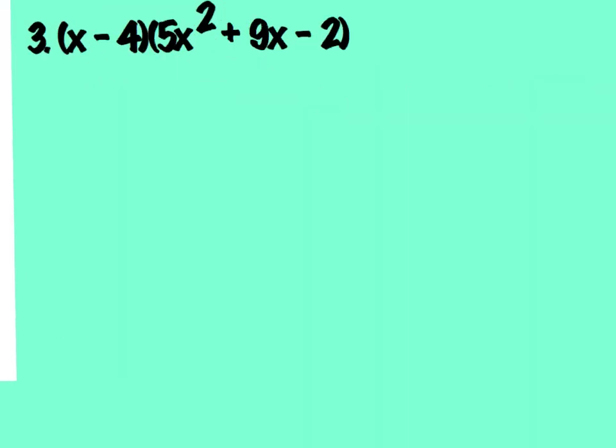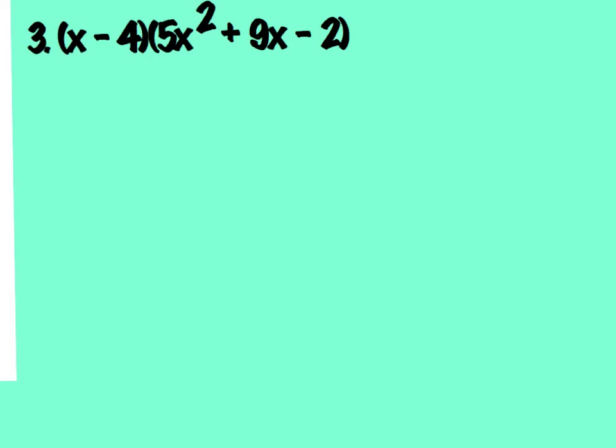This is our last example. Now you'll notice this is a little different because I have a binomial times a trinomial. So my FOIL method won't exactly work because I have more than first terms, outside terms, inside terms, and last terms, but the idea will be exactly the same. So I'm going to apply that idea to this problem.